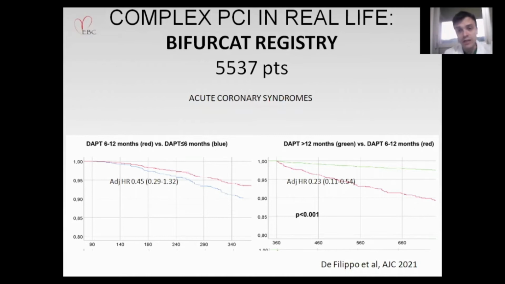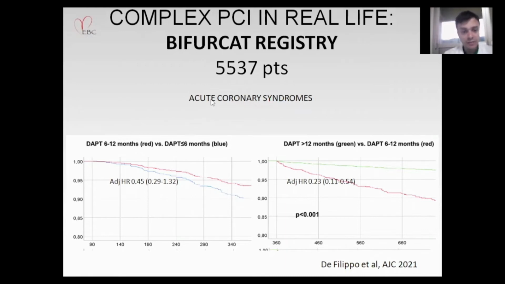That is, we included the data from the COBIS and from the RAIN registry, and we created the Bifurcation registry. We put together our patients to reach about 5,000 patients treated with PCI on bifurcation or unprotected left main, and we tried to analyze the potential benefit of DAPT of 6 to 12 months versus DAPT shorter than 6 months and DAPT longer than 12 months. We performed 2 subgroup analyses, that is, patients with acute coronary syndromes and patients with chronic coronary syndromes.